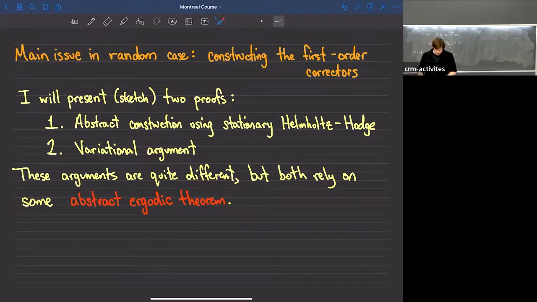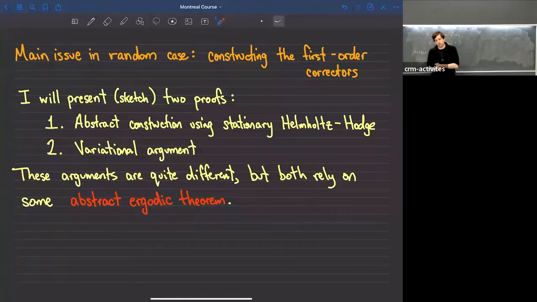Okay, so the main issue in the random case that we have to do compared to the periodic case is we have to build the first order correctors. In the periodic case, we built them, and we could prove estimates about them immediately because the thing's on a torus and what can happen on the torus. But in the random case, more stuff can happen. So the main issue, at the first level of approximation in homogenization theory, is to build the first order correctors and to try to prove estimates for them.